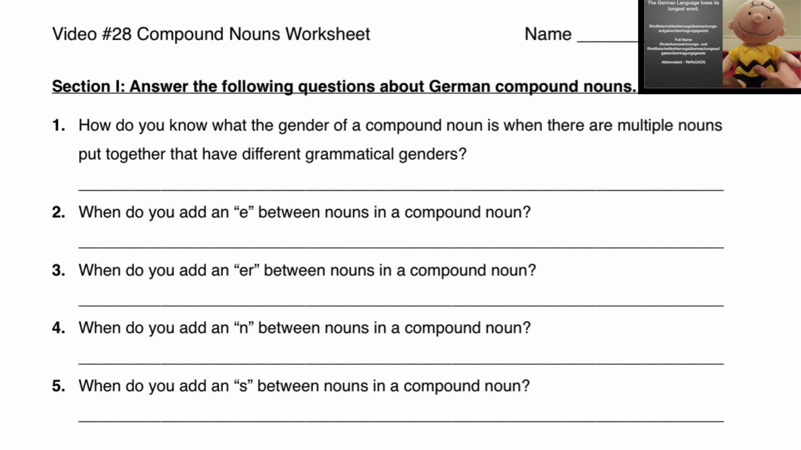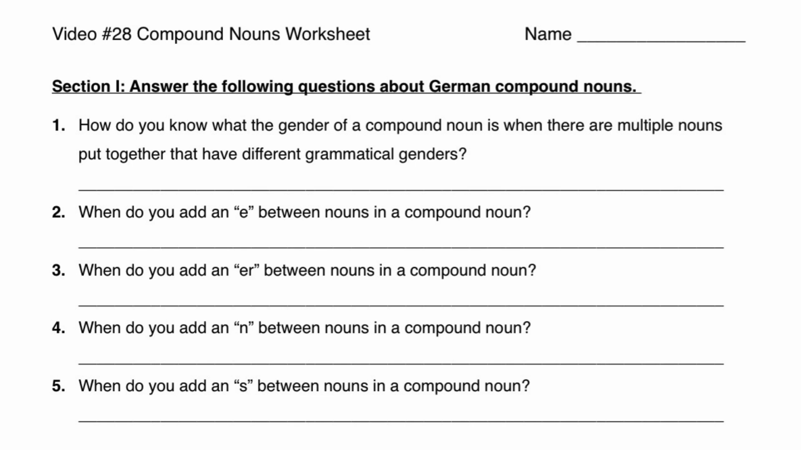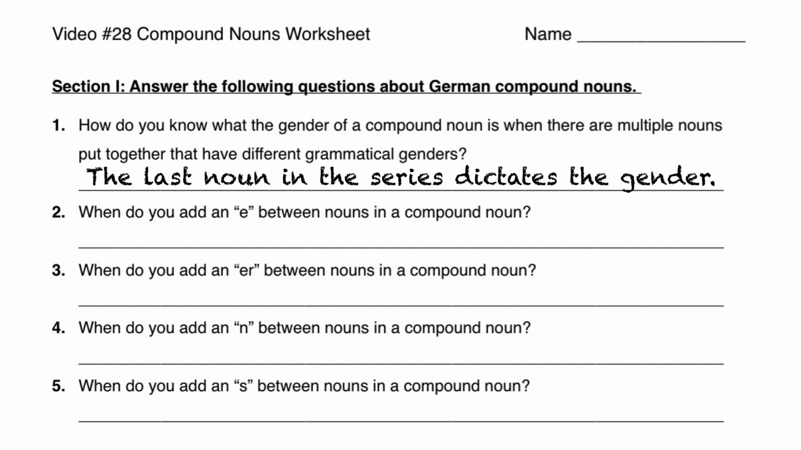So, first thing on here, it asks you, how do you know what the gender of a compound noun is when there are multiple nouns together that have different grammatical genders? In other words, if the first noun is masculine and the end noun is feminine, how do you choose between masculine and feminine? Well, that one's relatively simple. It's the last noun in the series that dictates what the gender of the noun would be.